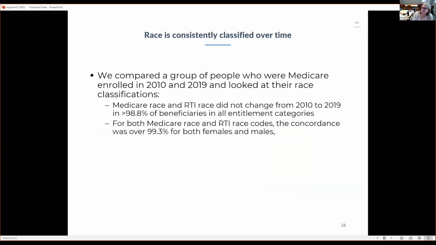As I said a few minutes ago, race is consistently classified over time. Both for Medicare race and RTI race, they did not change from the period 2010 to 2019. And we found the concordance for both females and males. So even though in some cases they may use surname matches, we did not find any concerns that the concordance or consistency was changing.